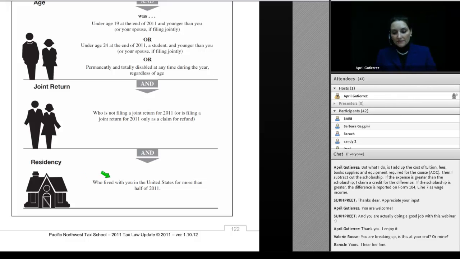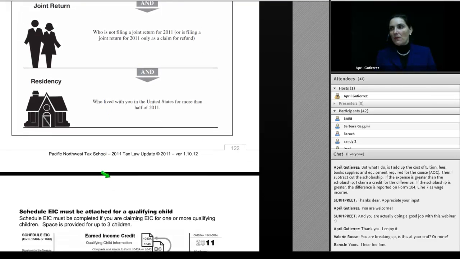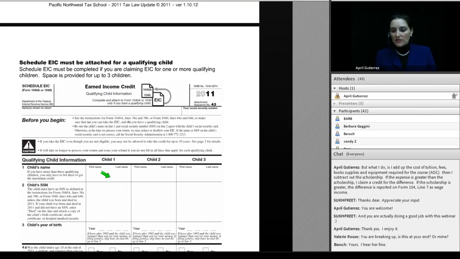And then finally, residency. Did your child live with you, in your home, inside the United States? So if your child lived in someone else's home, you're out. And they have to have lived with you for more than half of the year. So those are the EIC definition of a qualifying child.